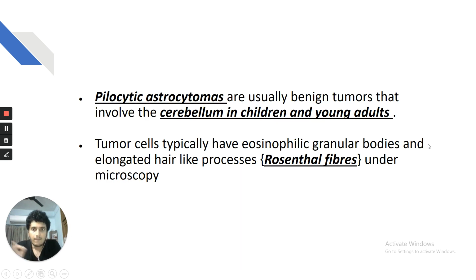Tumor number 6. Pilocytic astrocytomas are usually benign tumors that involve the cerebellum in children and young adults. Again, my dear friends, one more tumor involving the cerebellum. The benign tumor involving the cerebellum is pilocytic astrocytoma, and the malignant tumor of children involving the cerebellum is medulloblastoma. Tumor cells typically have eosinophilic granular bodies and elongated, hair-like eosinophilic processes known as Rosenthal fibers, which can be seen under microscopy.